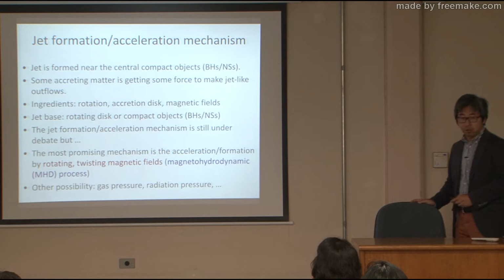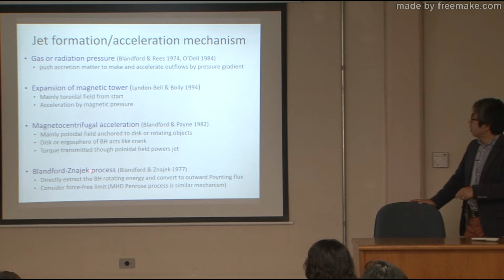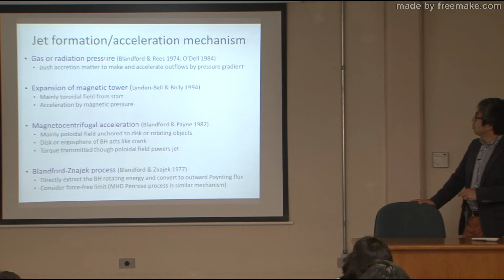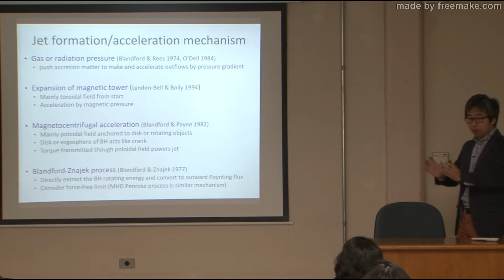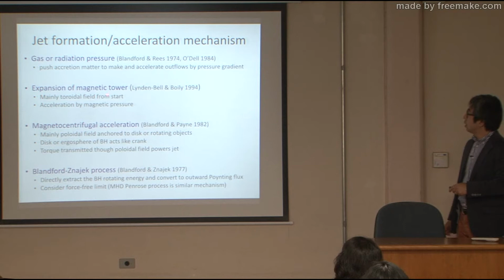So this is a summary of the jet formation mechanisms. Gas or radiation pressure is also related to the Blandford-Rees or Odell paper. This is pressure accretion of matter onto the black hole, and acceleration of the outflow by the gas pressure gradient or radiation pressure gradient. This makes the outflow. And also the expansion of the magnetic tower, this is from Lynden-Bell.